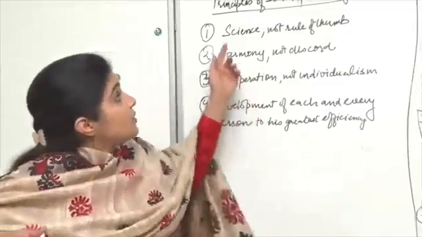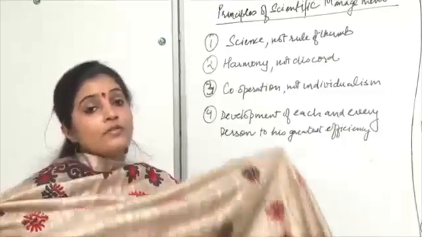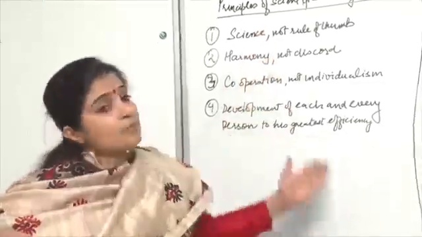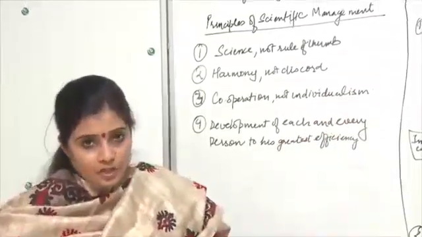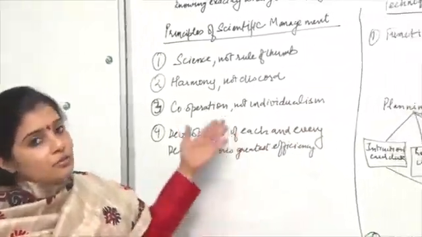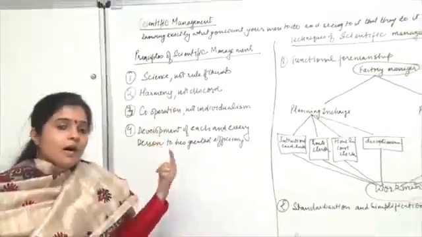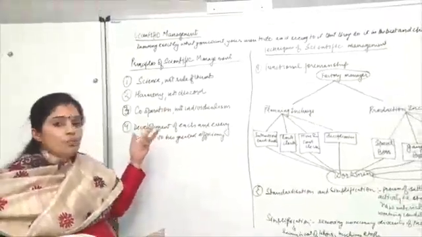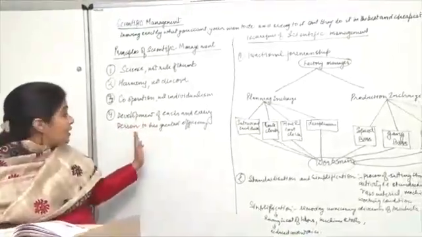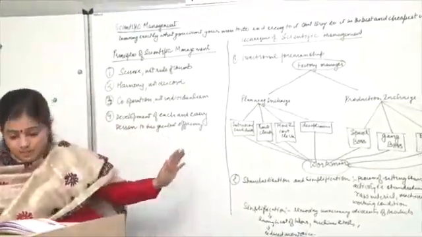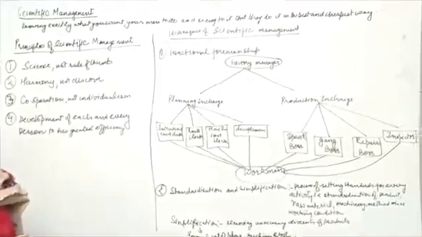Now, this was all about the principles of management. Children, be very careful that many times you confuse the principles of scientific management with the techniques of scientific management. There are only 4 principles we've learned: science, not rule of thumb; harmony, not discord; cooperation, not individualism; and development of each and every employee to his greatest efficiency. Now coming to the techniques of scientific management.